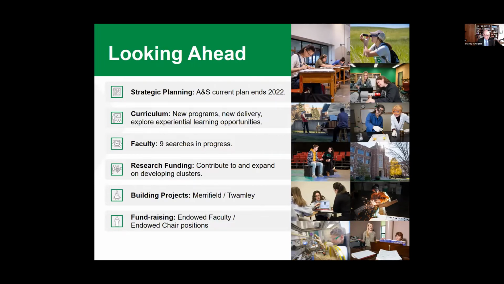And then fundraising, continuing to work with our foundation closely and our alumni closely, and being more intentional about asking for support for faculty through endowed faculty positions or endowed chair positions. That's one of the areas that's a little different for us, but we're going after that starting here soon. So that's my update and a look ahead in the College of Arts and Sciences.